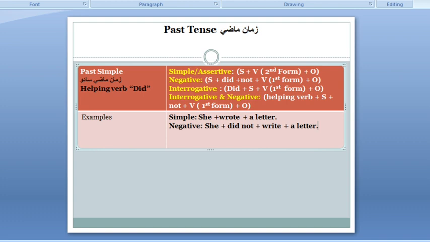So we'll move on to the interrogative. We hardly use interrogative and negative, okay? But I'm telling you both interrogative and negative as well. As you remember, the helping verb will come at first or before the subject. Did she write a letter? Again, first form. So you have to put the question mark.